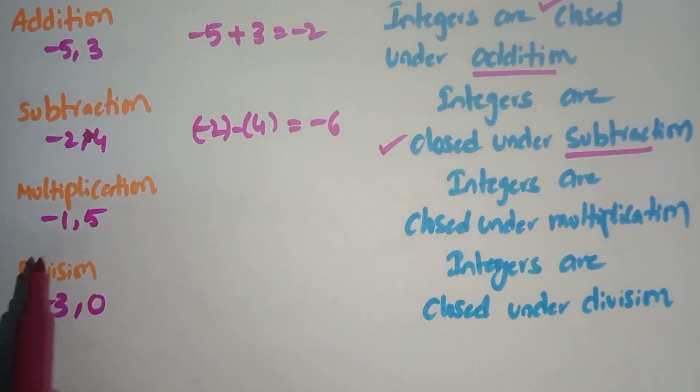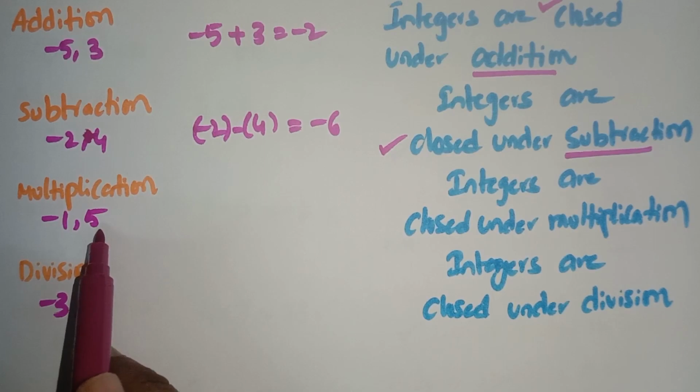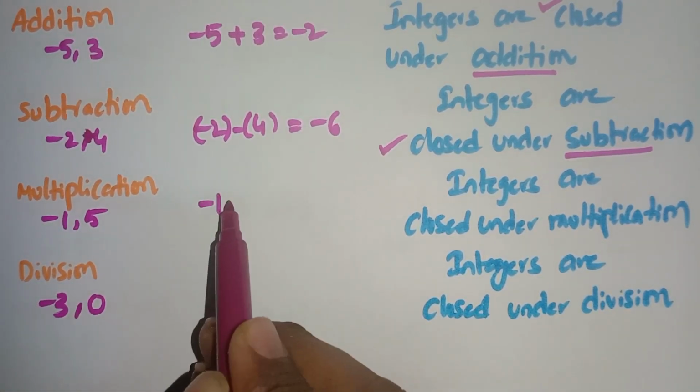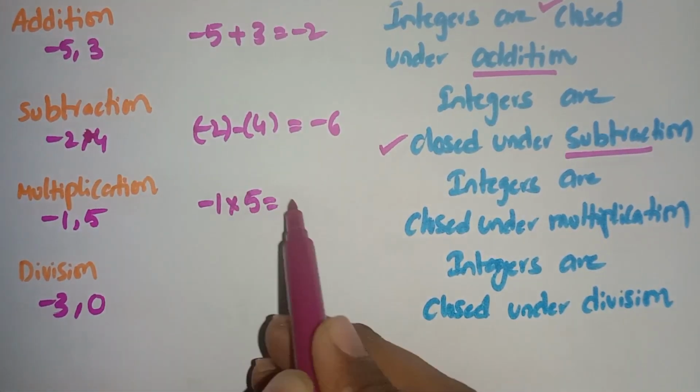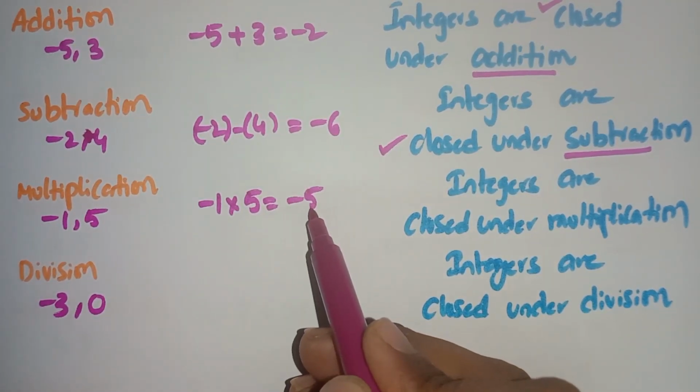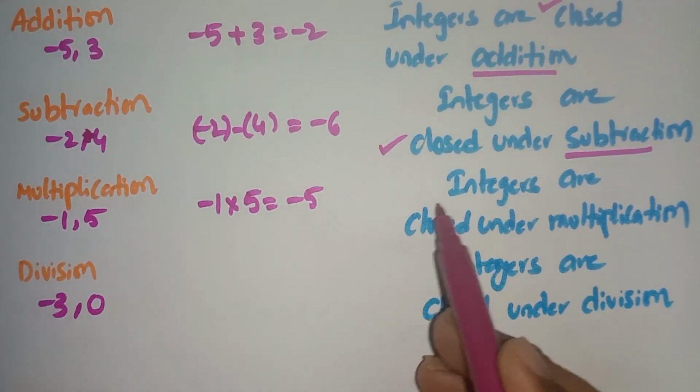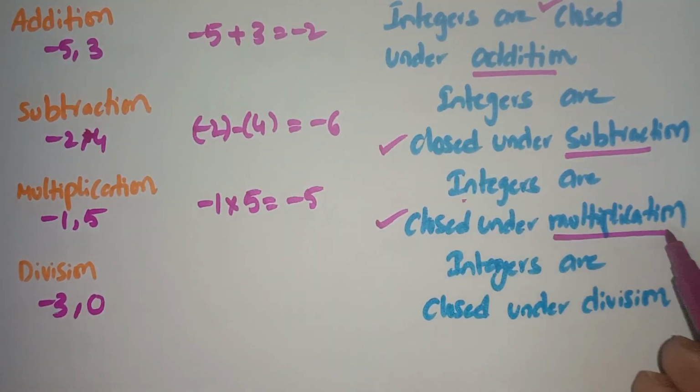Next one, multiplication. Let us choose minus 1, 5. And if you perform multiplication, that is minus 1 into 5, that is minus 5, which is again an integer. Thus we can conclude integers are closed under multiplication.